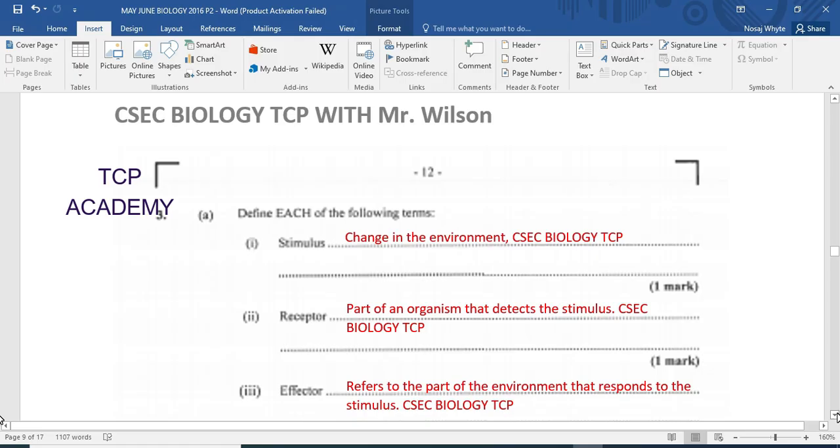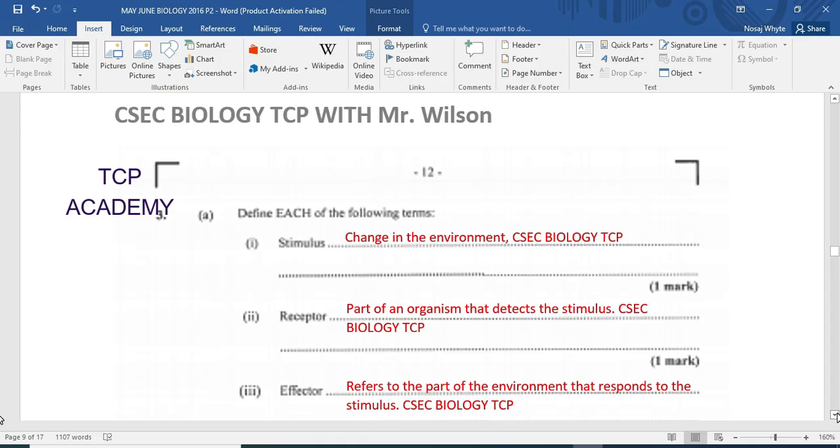Now we're looking at question 3, which looks at the irritability system, one would say. So define each of the following terms. Stimulus. A stimulus is pretty much a change in the environment. A bang, you're hearing something, you're seeing something, you're feeling something, you're tasting something. All those are pretty much changes in the environment.